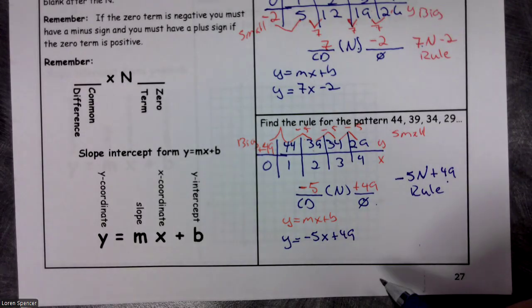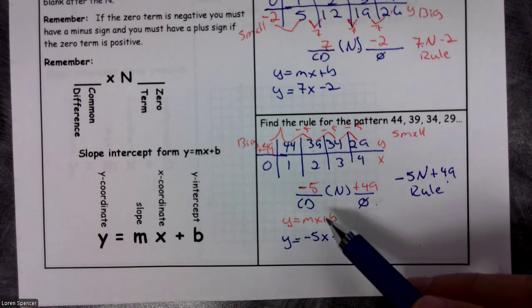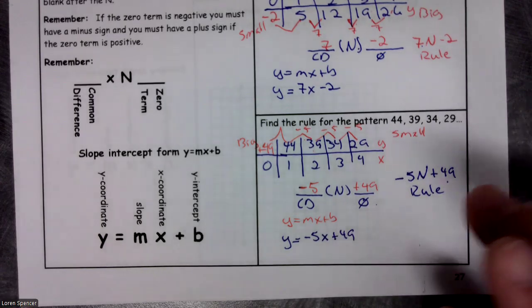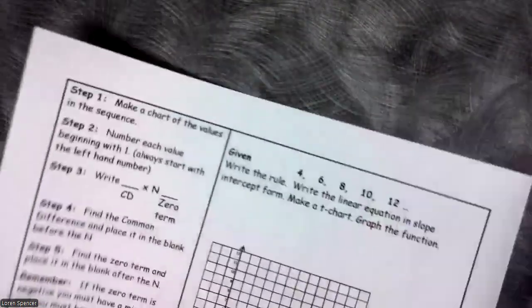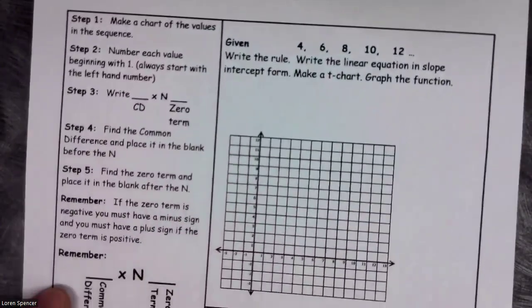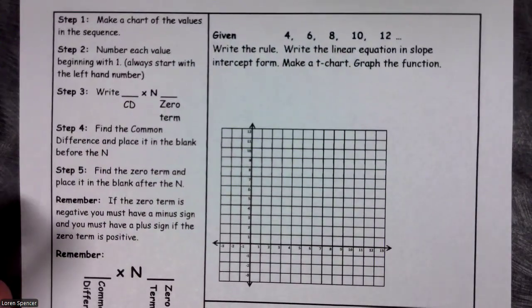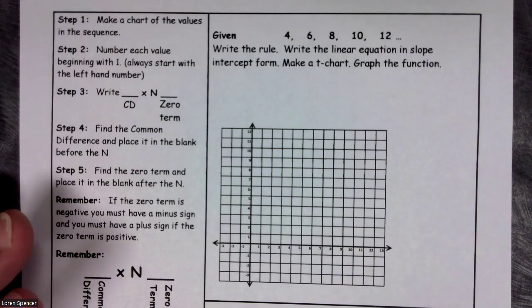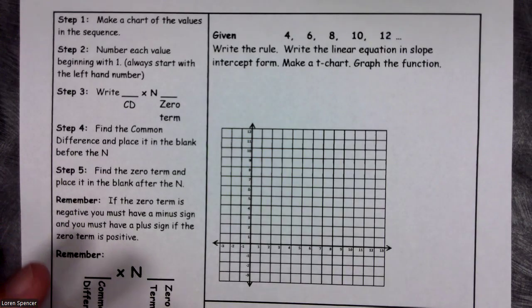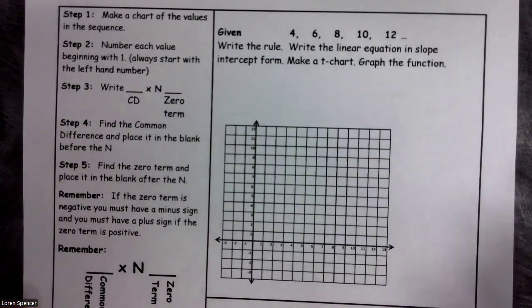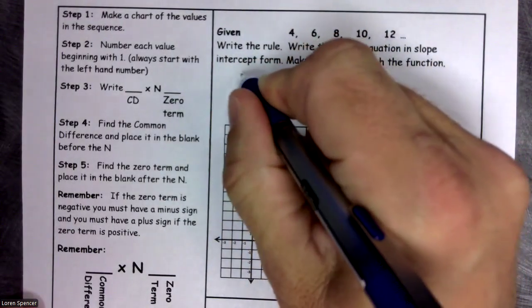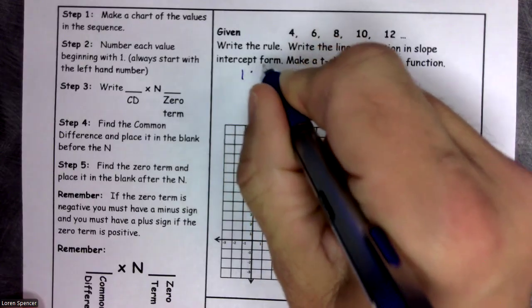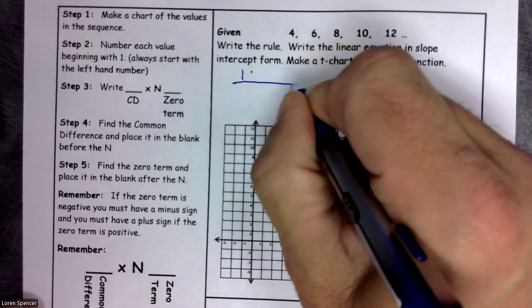All right? And we'll talk more about this in our next video on Friday, but hopefully that will help you with that. Let's go ahead and look at what happens when we look at it on a graphical basis. So here we have 4, 6, 8, 10, 12. Write the rule, the linear equation in slope-intercept form, make a t-chart, graph the function, all that stuff. So all the fun stuff we just did, you're like, that was lots of fun, Mr. Spencer. Oh, I'm so glad you enjoyed it.